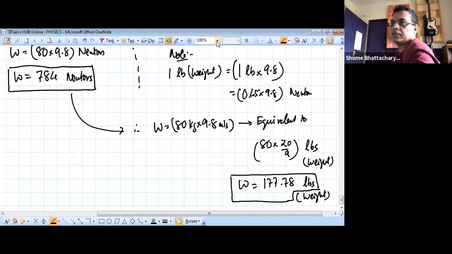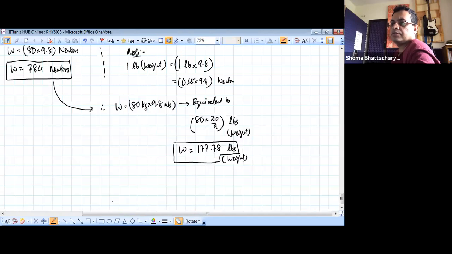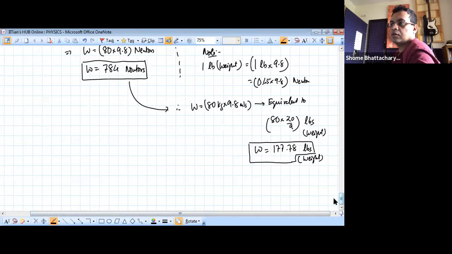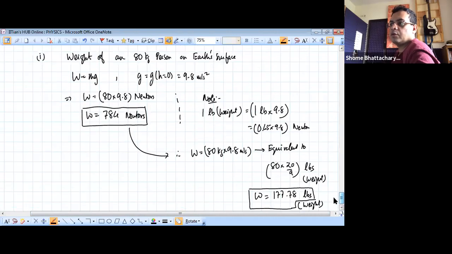The range I'll explain. It tends to infinity actually, because for g to become 0, the denominator has to tend to infinity. I'll explain, Ayush. Okay, so this is the first part.